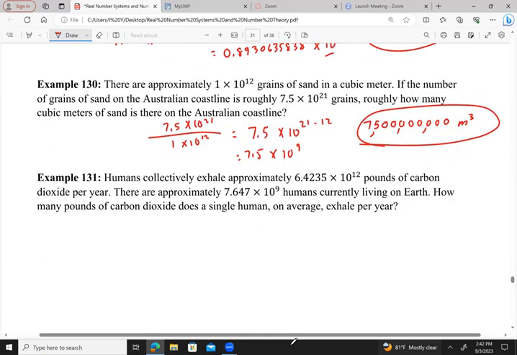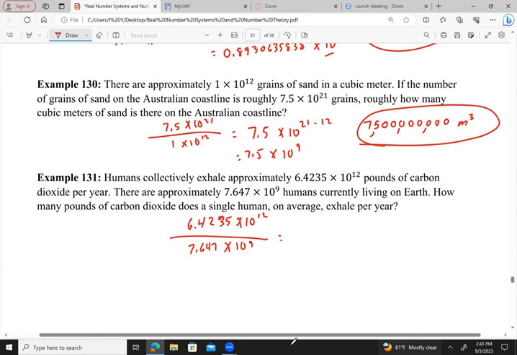Okay, next one. Humans collectively exhale approximately 6.4235 times 10 to the 12th pounds of carbon dioxide per year. There are approximately 7.647 times 10 to the 9th humans currently living on Earth. How many pounds of carbon dioxide does a single human on average exhale per year? So the total amount of carbon exhaled is 6.4235 times 10 to the 12th. Total number of humans, 7.647 times 10 to the 9th.